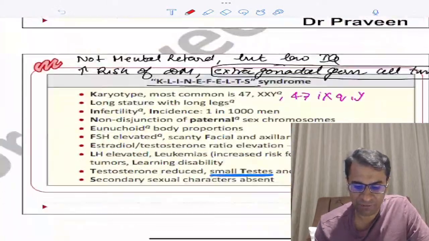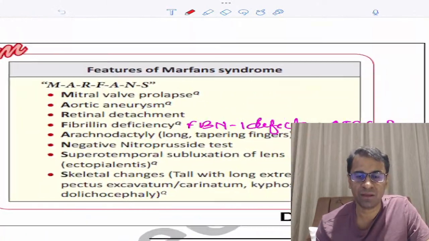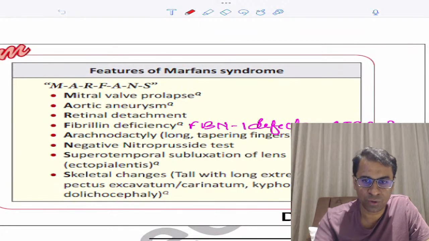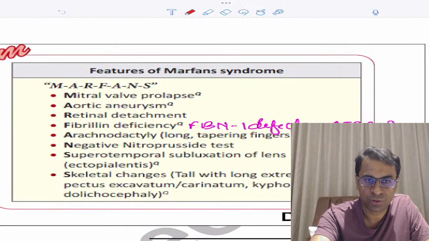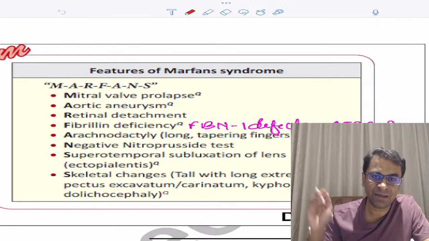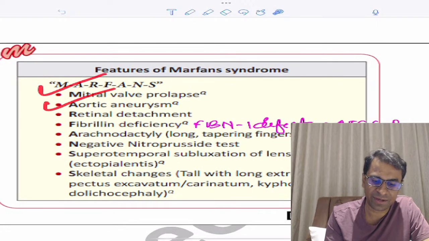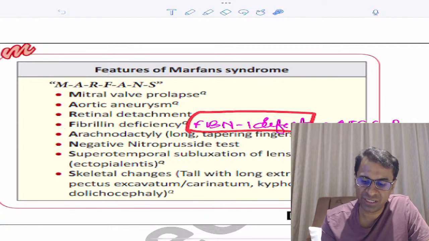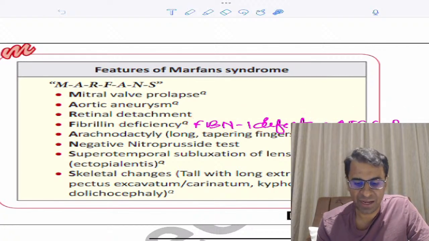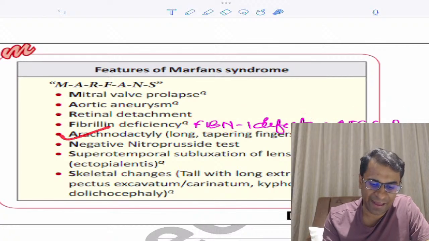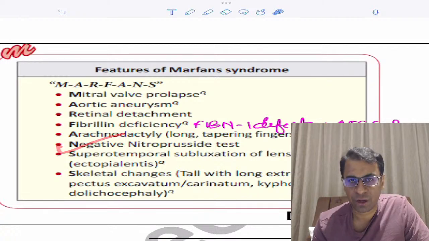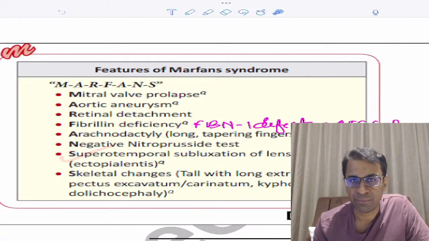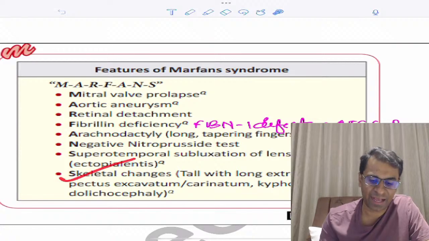The findings of Marfan's, and how to remember? Simple. Mitral valve prolapse, Aortic aneurysm, Retinal detachment. Remember, the main gene is the FBN gene, which causes an increase in TGF beta, and hence there is a defect there. Arachnodactyly, negative nitroprusside test, superotemporal subluxation of the lens, and striae changes.